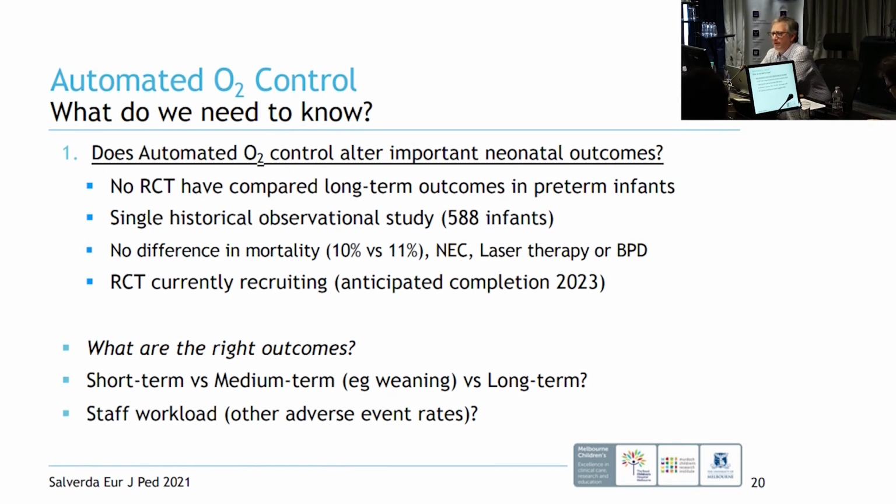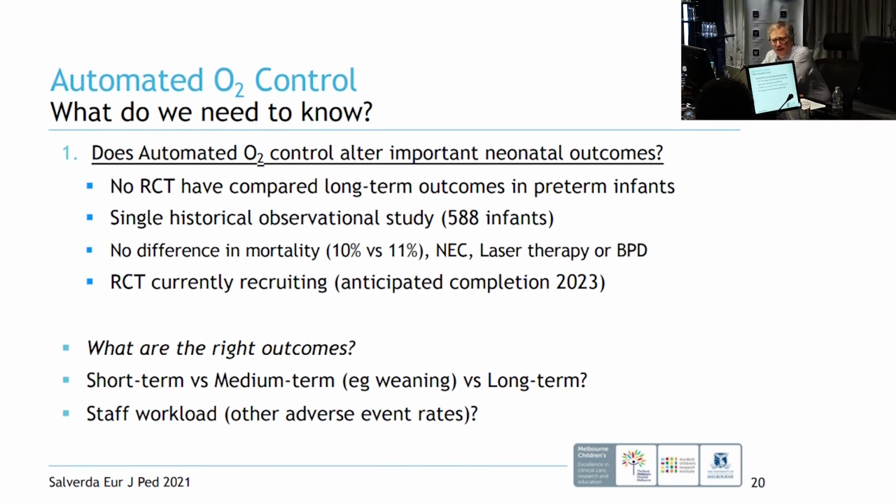We use death and BPD as an outcome measure in all our neonatal trials, but I would put it to you here, is it the right outcome measure here? I don't know. It's an important one. If we see a difference, that's great. But if we don't see a change in death or BPD, would we still say we wouldn't particularly think about using closed-loop oxygen? And I would argue the answer is no.